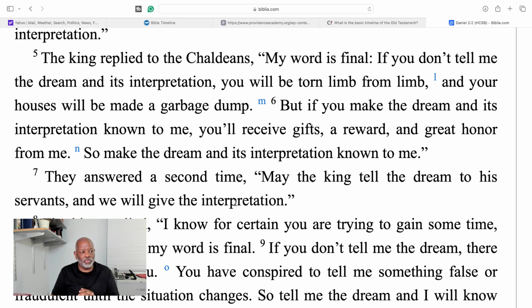The problem with these guys is, however, they couldn't tell the king because, first of all, remember, we're going to find out God was the one who gave him the dream. So that's the first thing. And there was no way they could interpret the dream. Besides the fact that, first of all, they don't have the gift anyway.